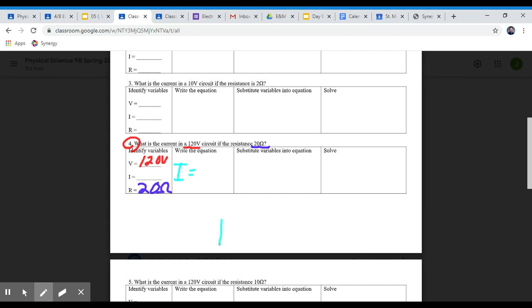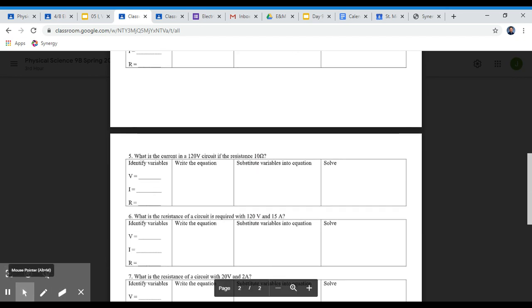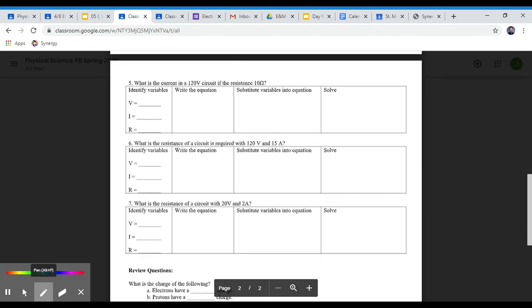The equation I'm going to need is solving for I, because that's what I don't know. And remember, using your T-chart, V, I, R. If I'm solving for I, I need to take V divided by R. So we're going to substitute those variables in. V is 120 divided by 20 ohms. So you solve for that, and you should end up getting 60 amps. All right, last one, we'll solve for a resistance problem.